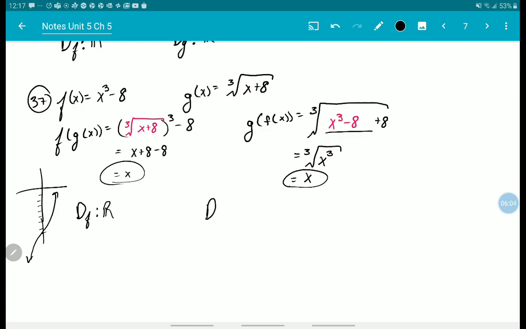If you think about your g function, that's the cube root of x shifted to the left 8 units. So that cube root function is going to look like that. That domain is going to be all real numbers too.